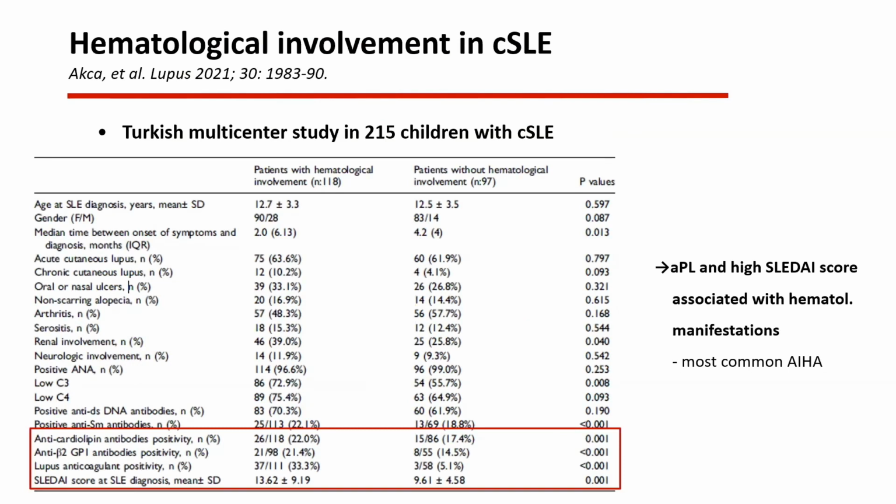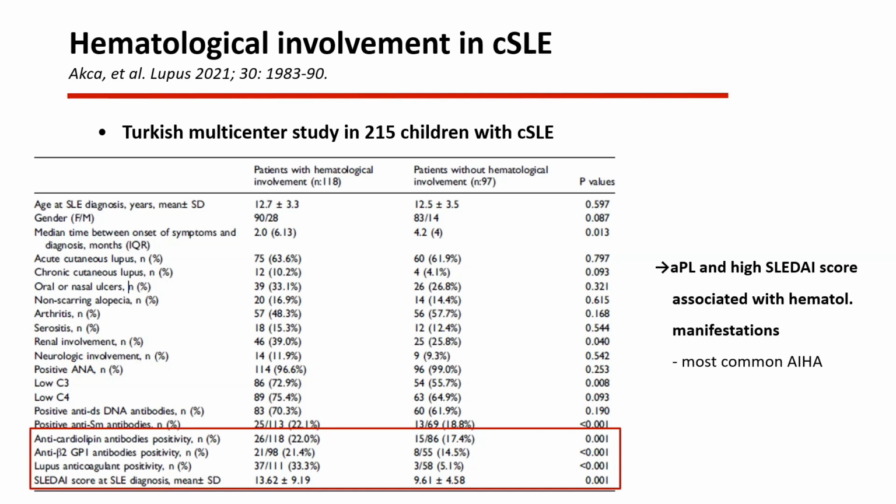The last study which I would like to present is a Turkish multi-center study in 215 children with SLE, where they identified antiphospholipid antibodies and high SLEDAI as independent risk factors associated with hematological manifestations, most commonly autoimmune hemolytic anemia. And you can see here the p-values that were only significant for these antiphospholipid antibodies and SLEDAI.